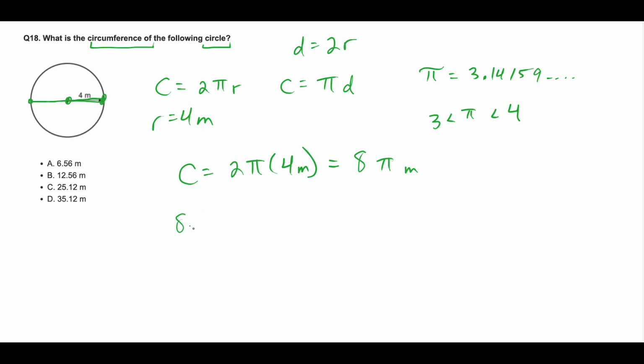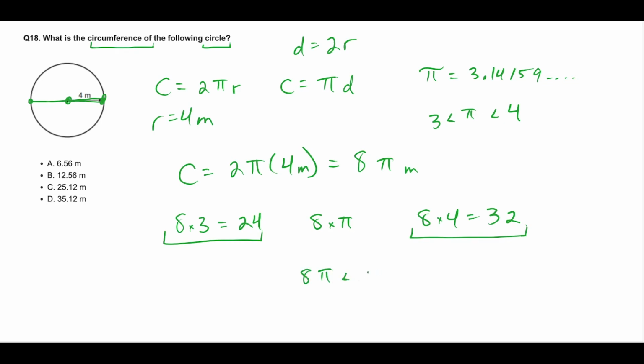If I did 8 times 3, that would give me 24. If I did 8 times 4, that would give me 32. And remember what we said before, pi is between 3 and 4. So if 8 times 3 is 24 and 8 times 4 is 32, then 8 times pi has to be somewhere between 24 and 32. And the only answer choice that falls exactly between 24 and 32 is choice C.